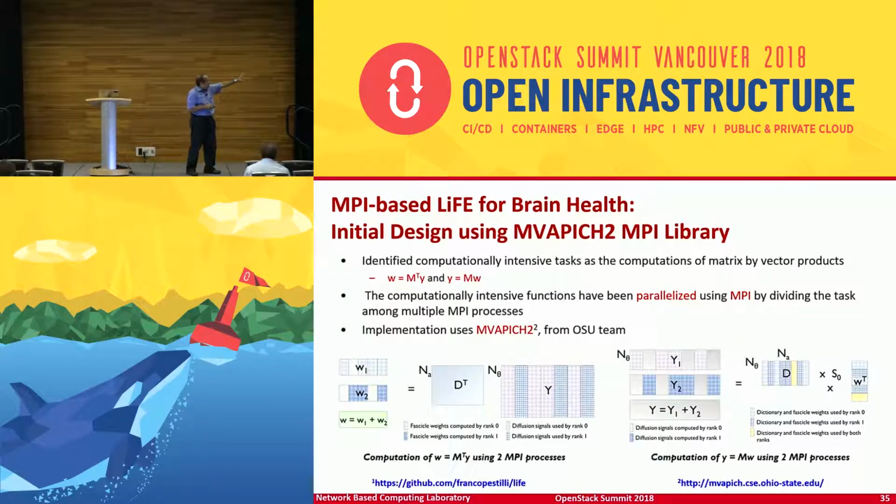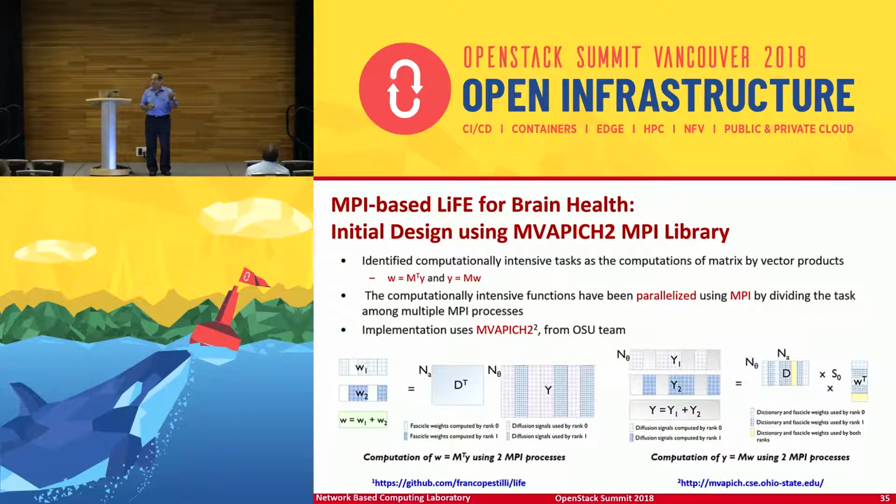So this is some very detailed maths I want to skip. They do a lot of matrix vector computation. In fact, it's very amazing. Sometimes in scientific computing we are so geared towards matrix vector, and the neuroscientists also do the same thing. So we converted that into an MPI based version, because they were running sequentially.